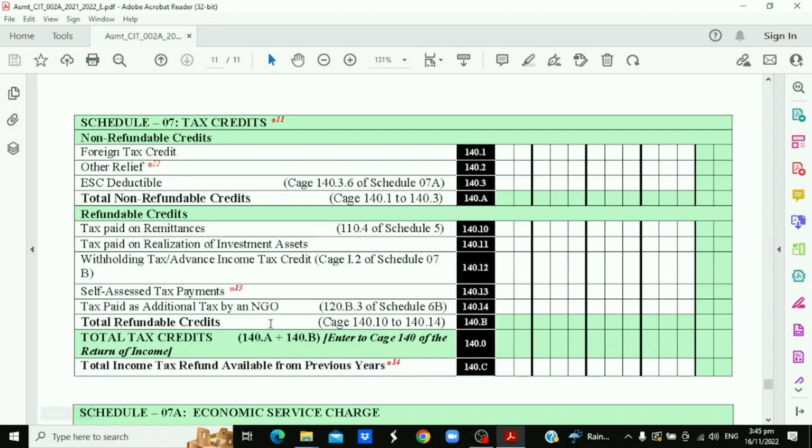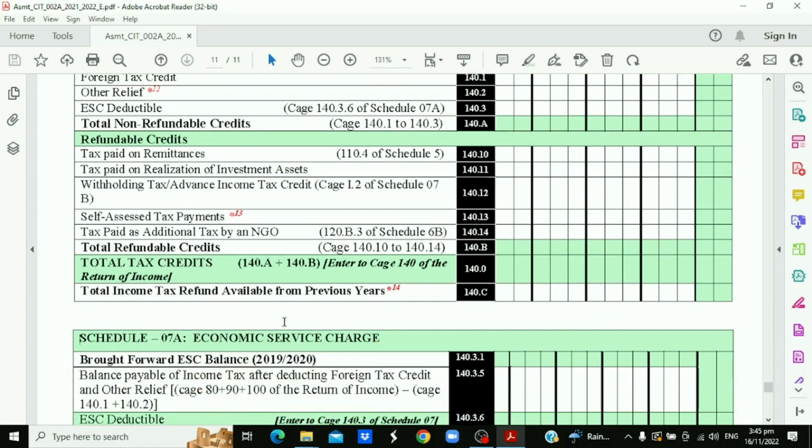Just having the refund doesn't mean the entire refund may be set off against the liability. After finalizing the refund, we can decide what amount remains to be set off next year. Until then, it is just a value available. After finalizing this, we can confirm there is a value to use for set off against that liability. Therefore, please note that you should not enter any previous refund under other relief. Then for tax paid on remittance, tax paid on realization of investment asset, without tax credit, SA payments, and tax paid as additional tax by the NGO, those we have to mention separately. The actual value should be there.